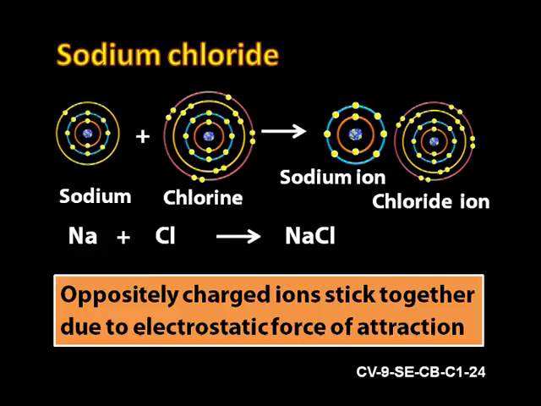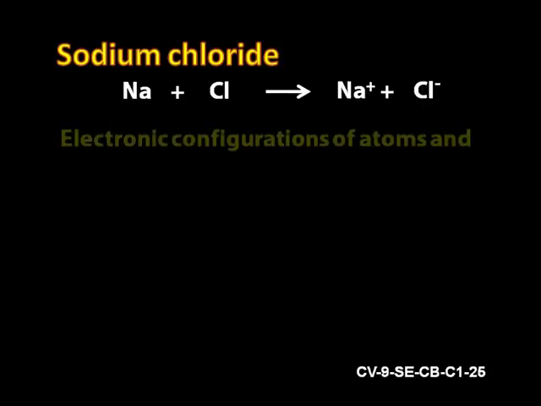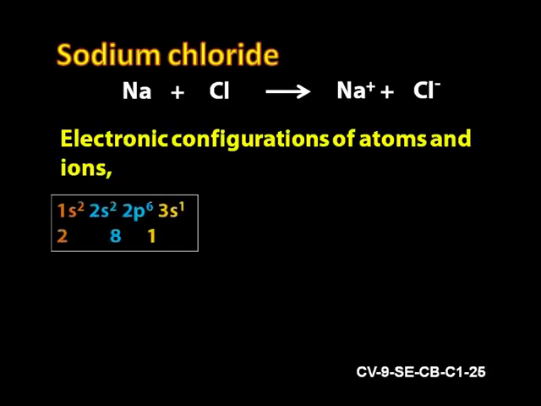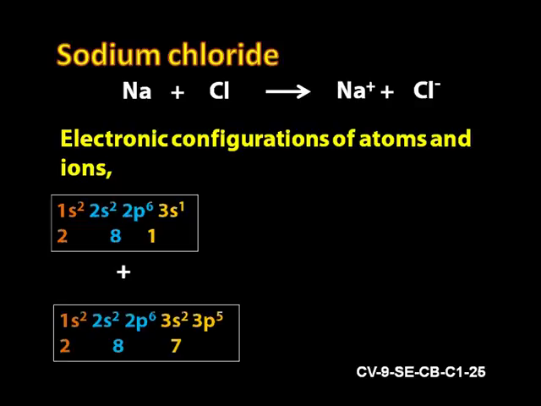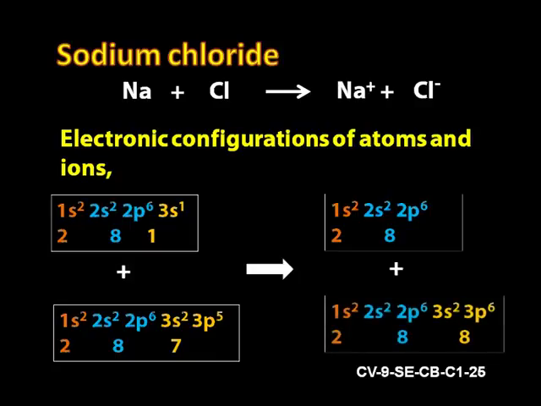Sodium ion and chloride ion in sodium chloride do not form a pair, even though we write the formula by ignoring the charges on them. Now look at the SPDF electronic configurations of atoms and ions. 1s2, 2s2, 2p6, 3s1, that is 2, 8, 1, plus 1s2, 2s2, 2p6, 3s2, 3p5, that is 2, 8, 7, gives rise to 1s2, 2s2, 2p6, that is 2, 8, plus 1s2, 2s2, 2p6, 3s2, 3p6, that is 2, 8, 8. Observe that both the atoms have now attained octet structure.